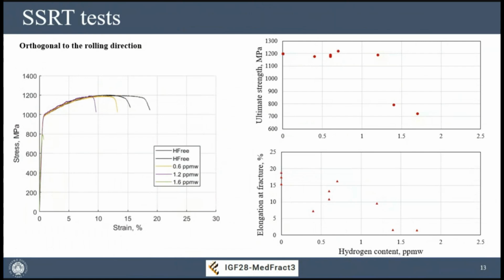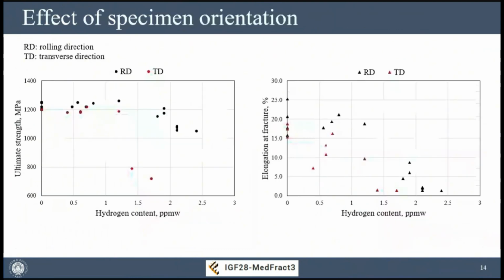Also in this direction we saw that the effect of hydrogen is a bit anticipated. It moved towards lower hydrogen content in the direction orthogonal to the rolling direction, as is also typical of other advanced high strength steel martensitic materials. Those materials are a bit more sensitive when the properties orthogonal to the rolling direction are investigated. And here you have the comparison of the two plots, ultimate tensile strength and elongation at fracture, and how they were related to the hydrogen content.